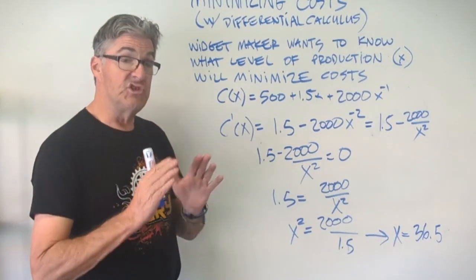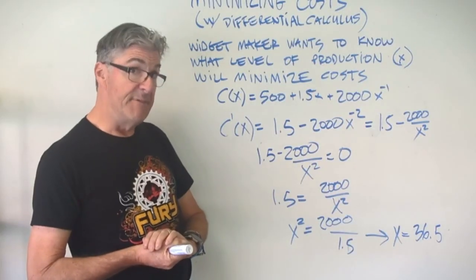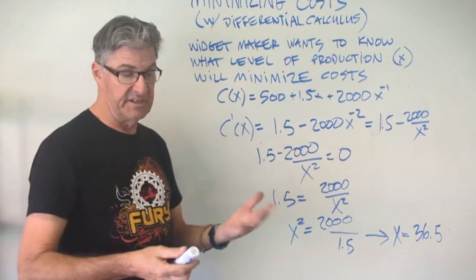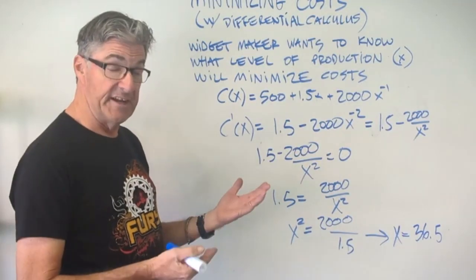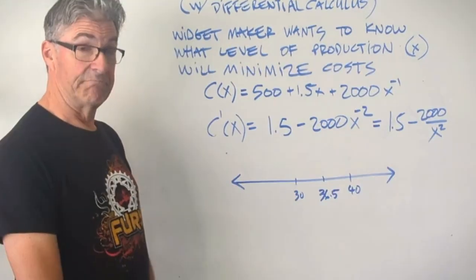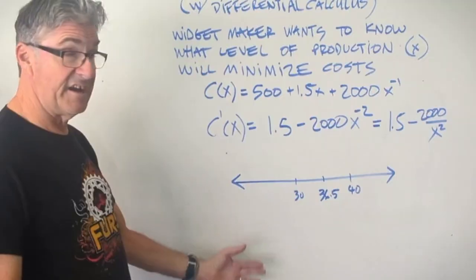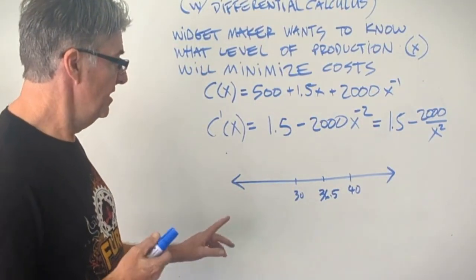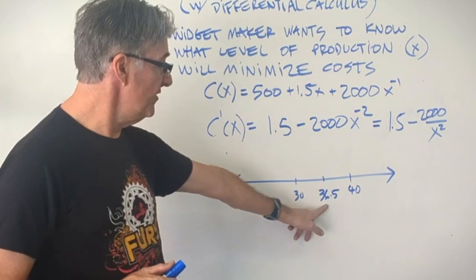Now, we need to be sure that this is indeed a minimum. So we're going to do the sign diagram and prove that it is, because the IB might say, show that it's a minimum. So you're going to need to do that. Okay, here's our sign diagram. We need to use this to determine whether we have a min or a max. Now, check it out. I put my value for x.